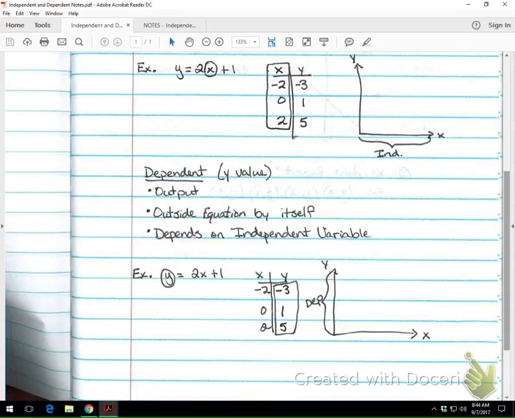Okay, so your dependent is your y value. It's your output. It's outside the equation by itself. And it depends on the independent variable. It depends on something else. So y equals 2x plus 1, your y is your dependent. If you have a table, your y column is your dependent. If you have a graph, your y-axis is your dependent. It's just the opposite. Independent's all x, so dependent's going to be all y. It's very, very simple.